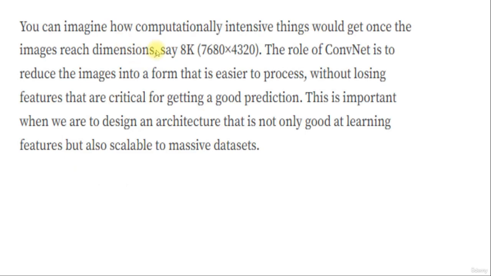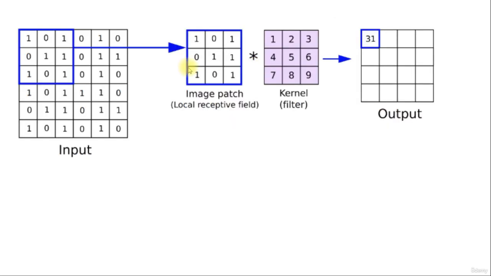Now you can imagine how computationally intensive things would get once the images reach dimensions of say 8K, like 7680 cross 4320. The role of ConvNet is to reduce the images into a form that is easier to process without losing the features that are critical for getting a good prediction. This is important when we are to design an architecture that is not only good at learning features but also scalable to massively large data sets.